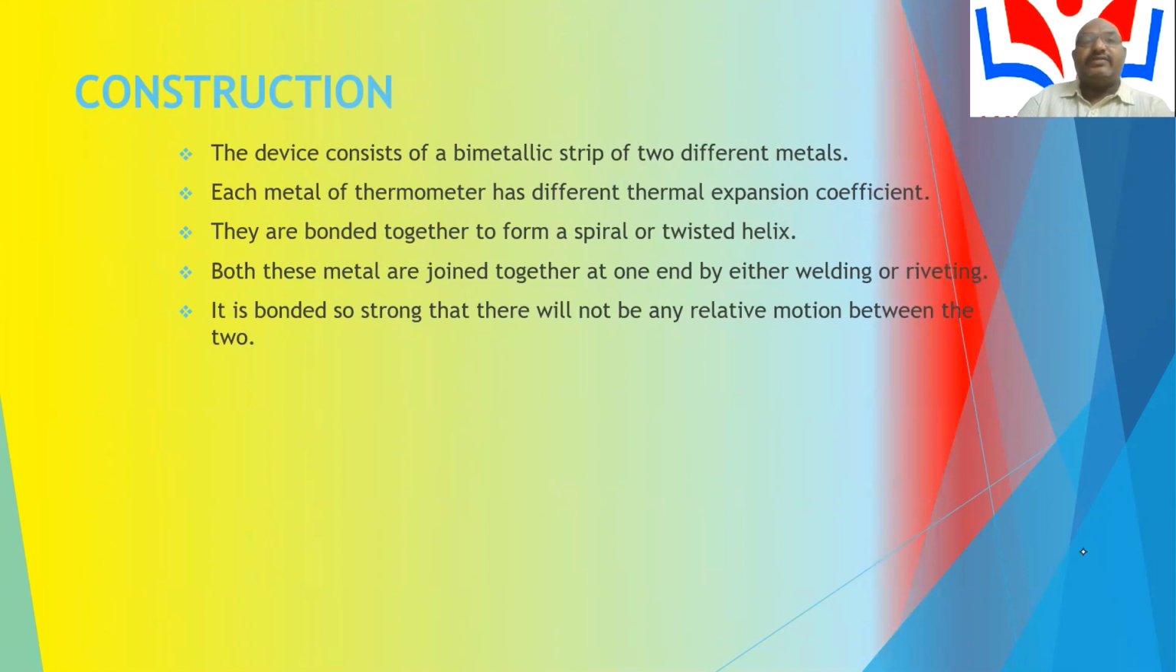Construction: the device consists of a bimetallic strip of two different metals. Each metal of the thermometer has a different thermal expansion coefficient. They are bonded together to form a spiral or twisted helix. Both these metals are joined together at one end by either welding or riveting. It is bonded so strongly that there will not be any relative motion between the two.